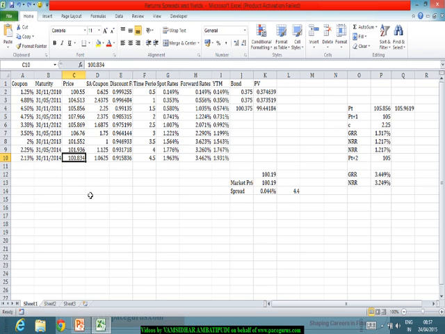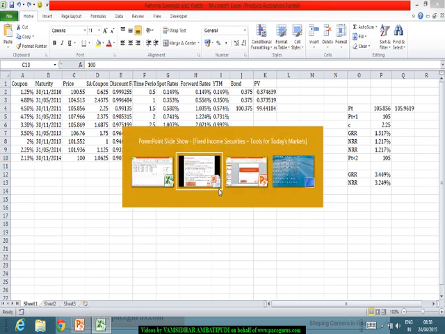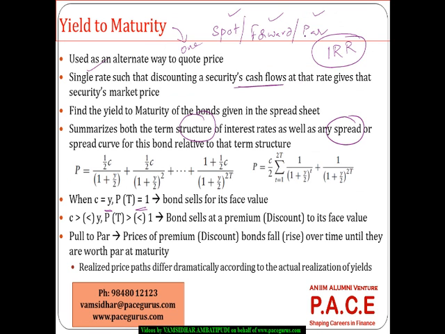Okay, if you see here, let's say I set the price of it to 99. When I set the price of it to 99, the coupon is lesser compared to the yield to maturity. But when I set this to 100, the coupon and the yield to maturity are the same. And when I set it to 102, I see that the coupon will be higher than the yield to maturity. Those are the things we are talking of.